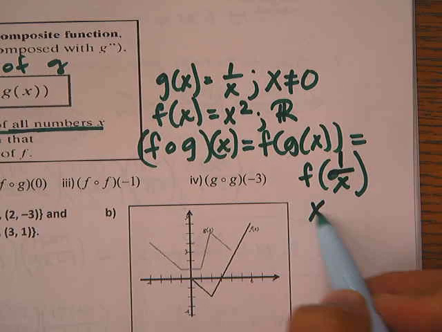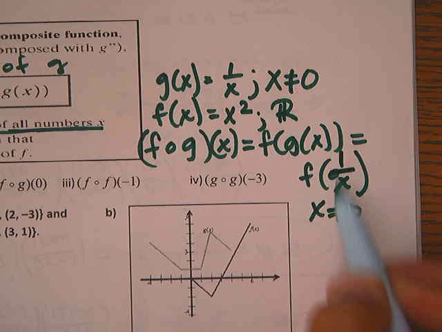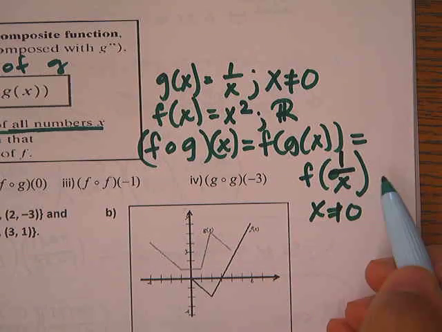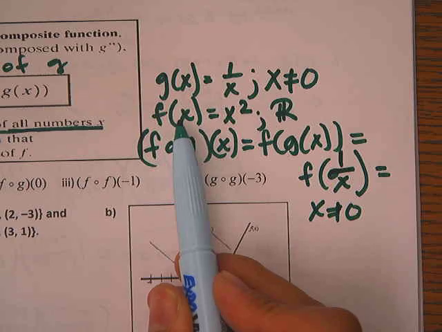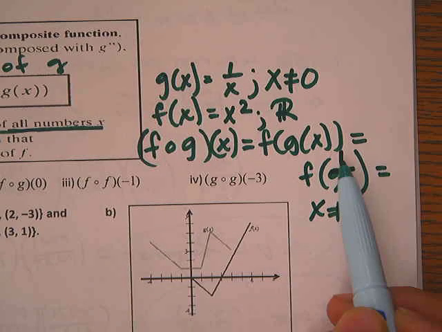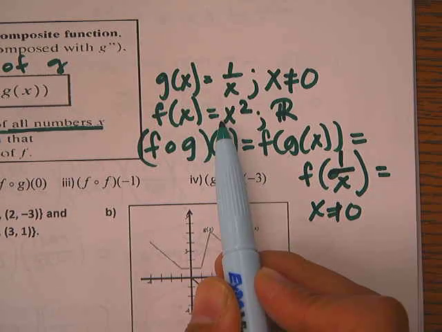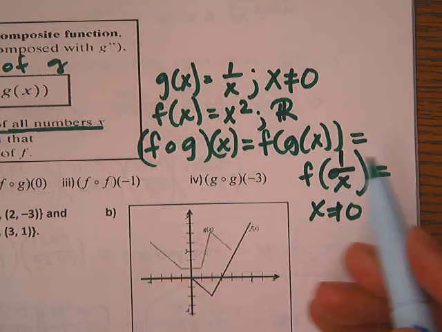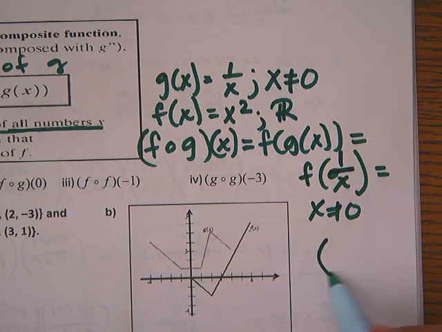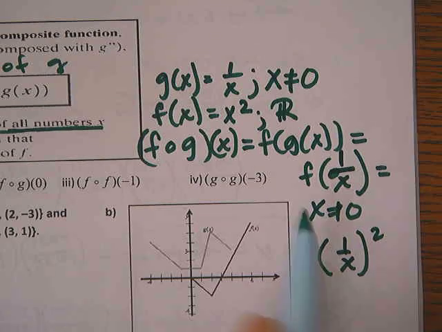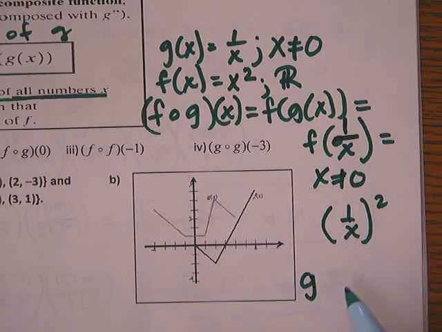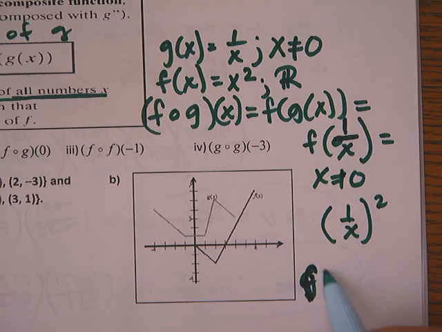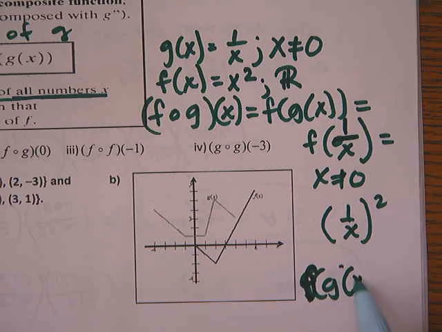So right away, remember, g of x can never, ever be 0. So when I compose them, here's my new input. No longer just x, but my new input is 1 over x. So every time I see an x, I'm going to put in 1 over x. And then this is x squared. So now I want to write f composed with g of x.